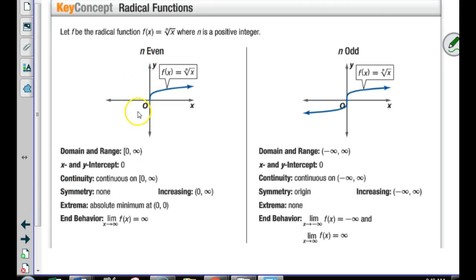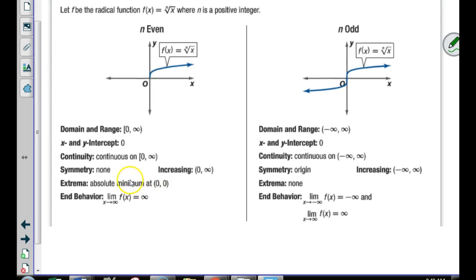All right, when you graph a radical function, if the index, the little number up there, is even, you will only get a positive branch. If it's odd, like a cube root, you will get 2 branches. This is continuous, and this one is continuous from 0 to the right only. This one has no symmetry. This one has odd symmetry with the origin. This is always increasing and only from 0 to infinity because it only has a branch. This one is always increasing as well, actually from negative infinity to infinity.